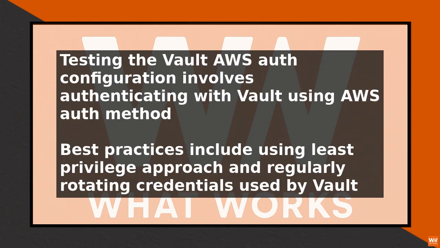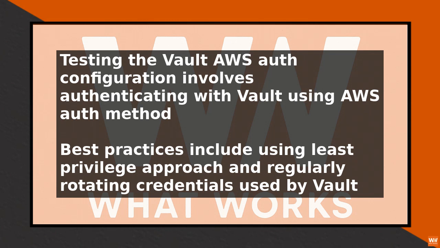Best practices for setting up Vault AWS Auth include using a least privilege approach when creating the IAM role, regularly rotating the credentials used by Vault, and monitoring Vault logs for any authentication issues. By following these best practices, you can ensure that your Vault AWS Auth configuration is secure and reliable.